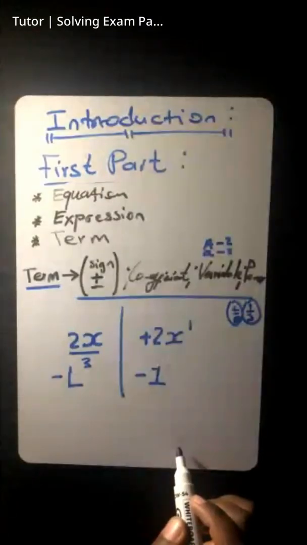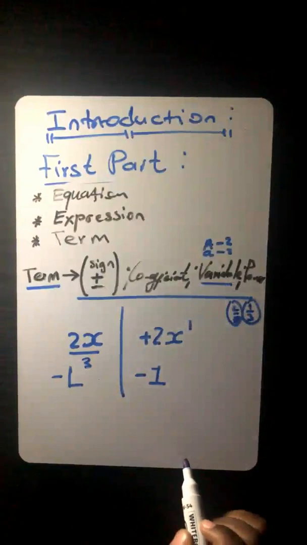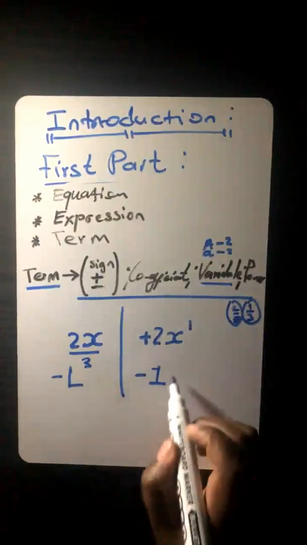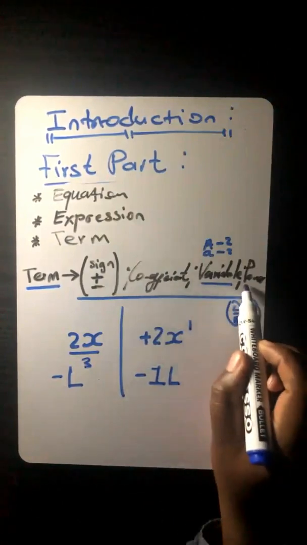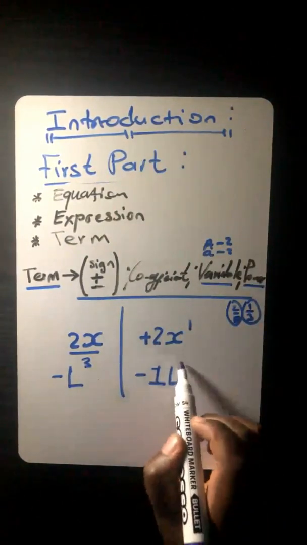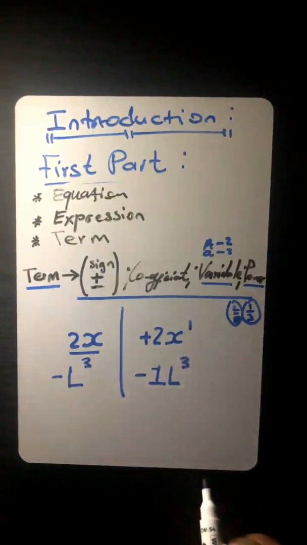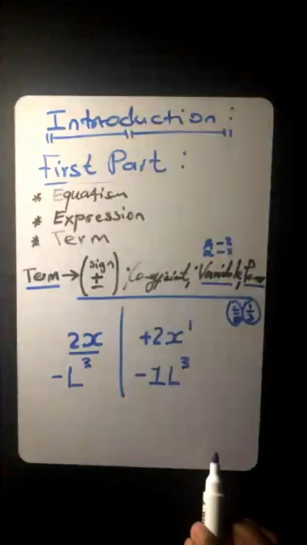Ladies and gentlemen, what is the variable? The variable is a letter, any letter from A up to Z. In this case it is letter L. Massively important, guys. So what else are we having? We've got what we call a power. What is the power in this case? The power is 3.